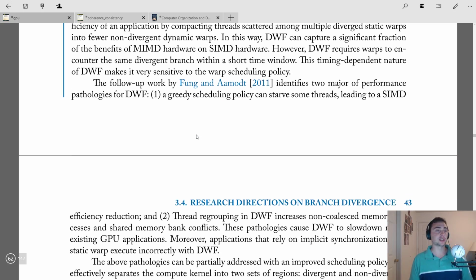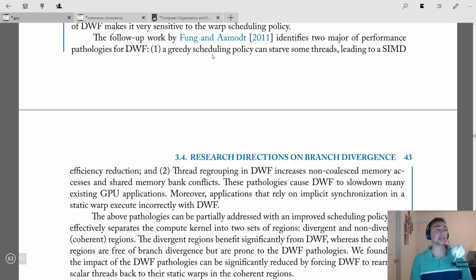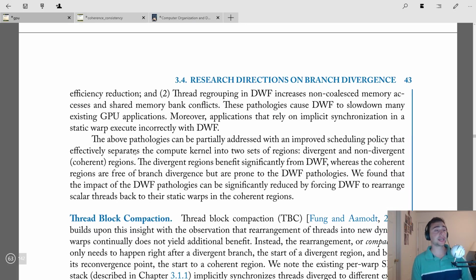Some follow-up work in 2011 identifies two major performance pathologies for dynamic warp formation. One is that a greedy scheduling policy can starve some threads, leading to SIMD efficiency reduction. The second is that thread regrouping in dynamic warp formation increases non-coalesced memory accesses and shared memory bank conflicts.